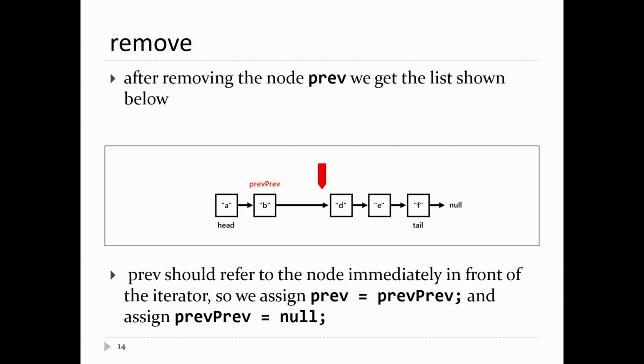Okay, so after you remove the node, what you end up with is the following situation. We just got rid of the node, so previous gets hooked up to the next node in the sequence. Now, previous is supposed to refer to the node immediately in front of the iterator, so it should refer to that node now. So assign previous to previous.next.